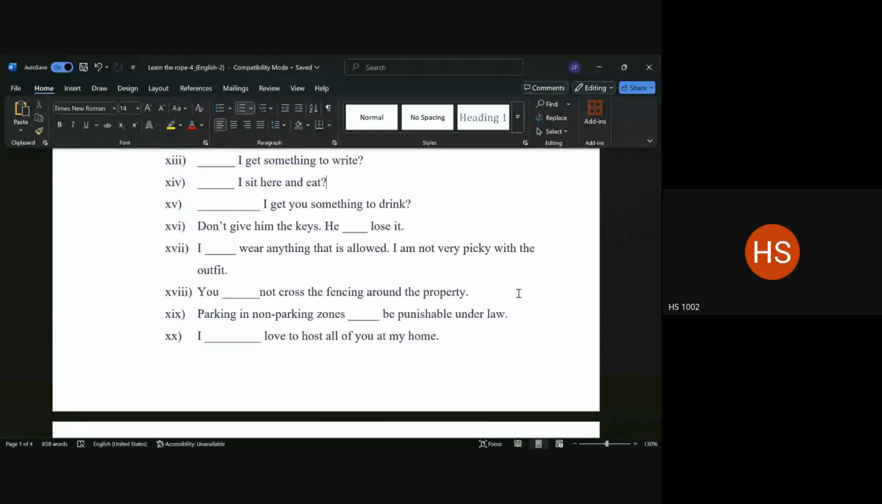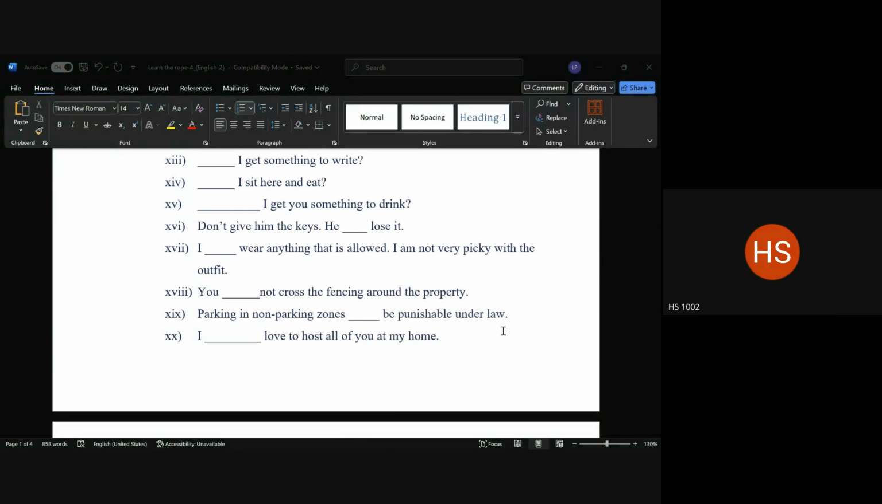The 17th one: I dash wear anything that is allowed. I'm not very picky with the outfit. I will. I can. Can showing possibility. Yeah, I can wear anything that is allowed. I will wear anything that is allowed. Intent, okay. Will can also go in here. No problem. I could can go. Any other answers? I would, yes, would can go. Sure, that can also be answers. Yes, so all of those could be the answers.